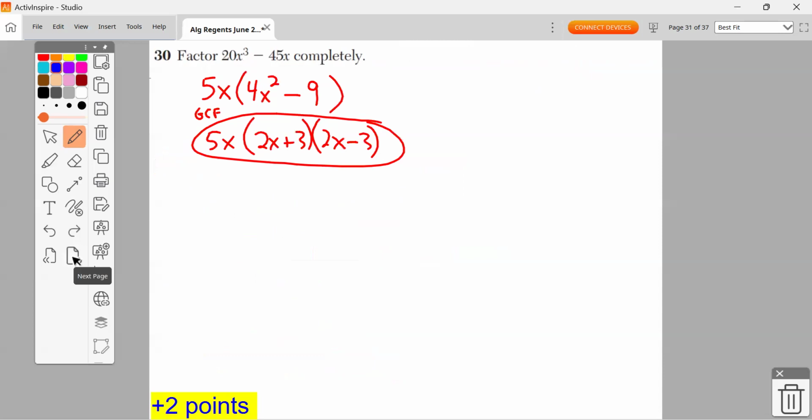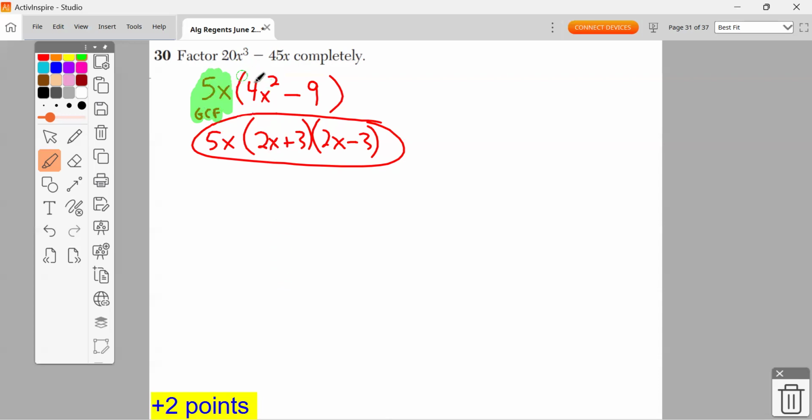In question number 30, factor this. Well, there's no C value, so I can't do reverse FOIL. Also, I have x cubed. Those are your clues that what we want to do, and they always have you do this, is factor out the greatest common factor. What's the biggest number that goes into both 20 and 45? That's 5. Can I take an x out, and how many? Well, I can take an x out of each term because there's 3 of them here, 1 of them here. So my greatest common factor is 5x.